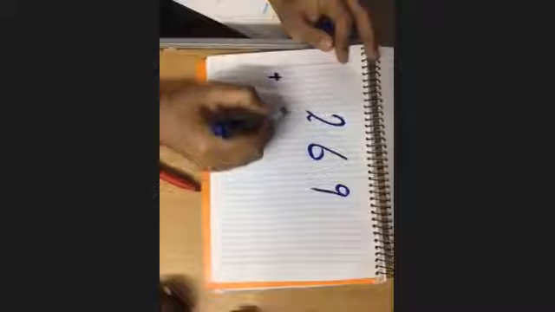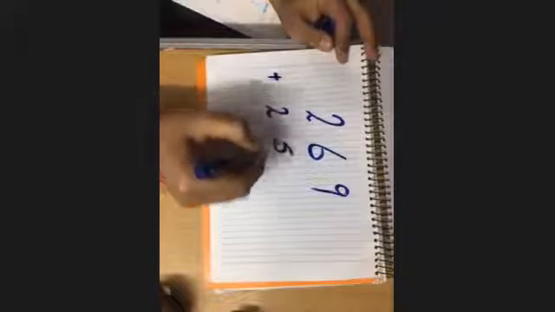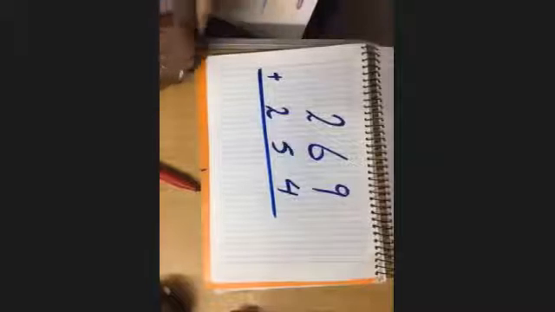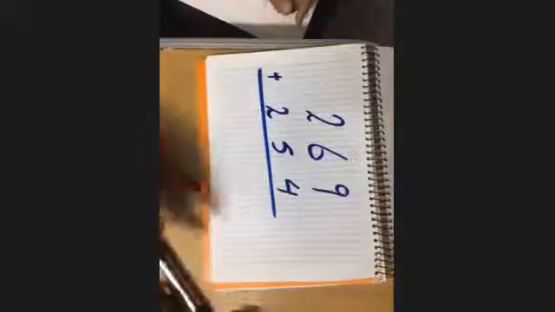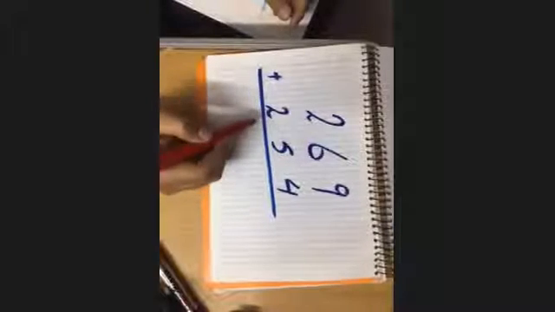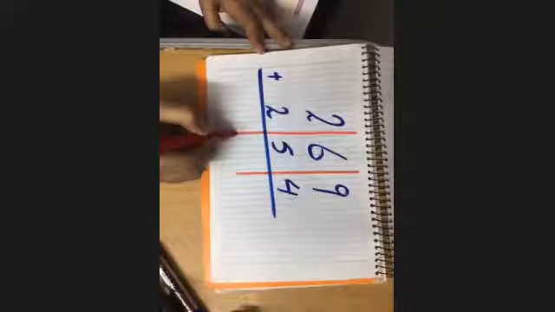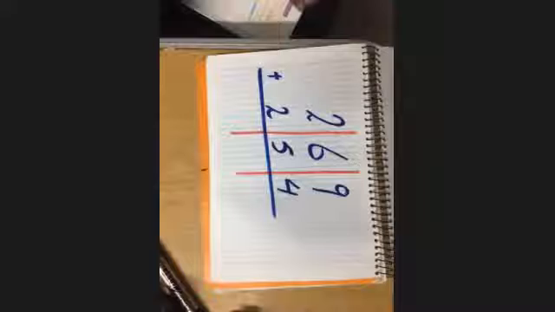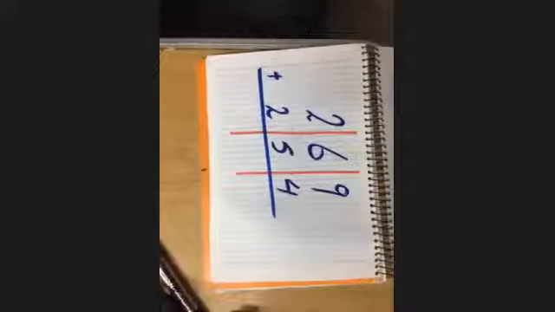269 plus 254. We need to add 269 and 254. Step 1, use your ruler to make this line. This is the first step. Step 2, we will start with ones.